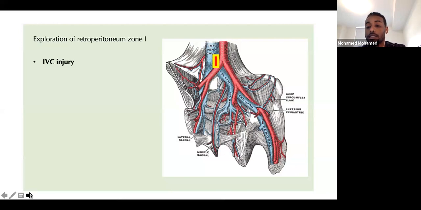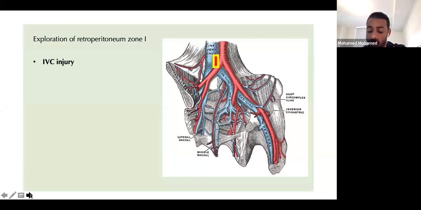We visualized the iliac arteries, but we did not open the hematoma at that point. We opened the hematoma from the right side over the IVC, and we found an injury to the IVC that was controlled by applying a clamp above and then pressure distal, and we were able to place Allis clamps to control the IVC at that point.